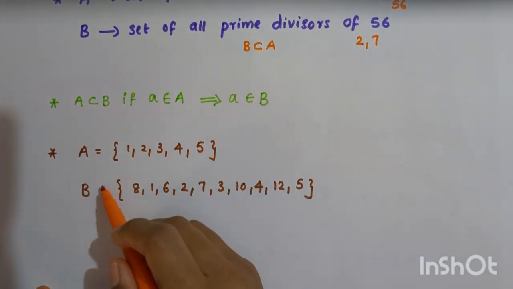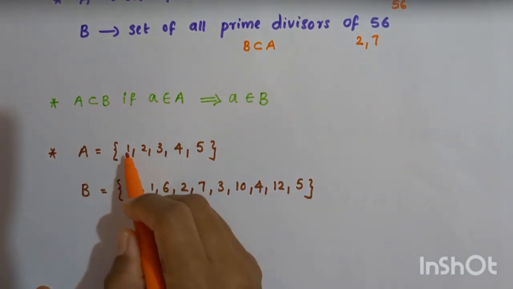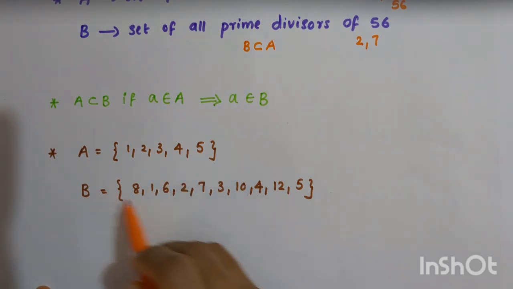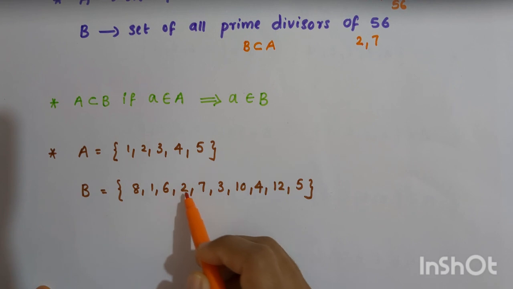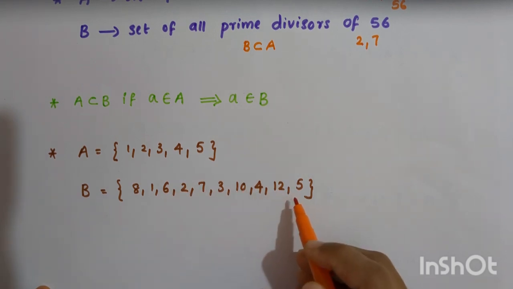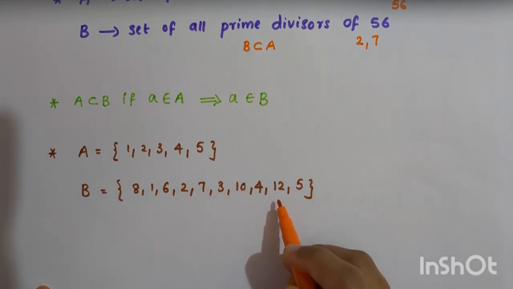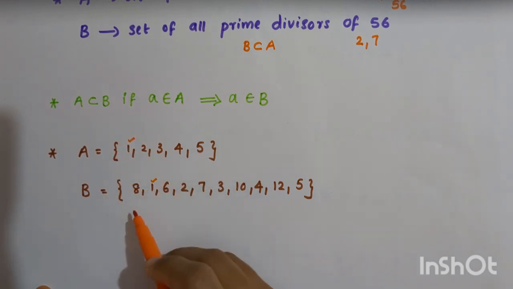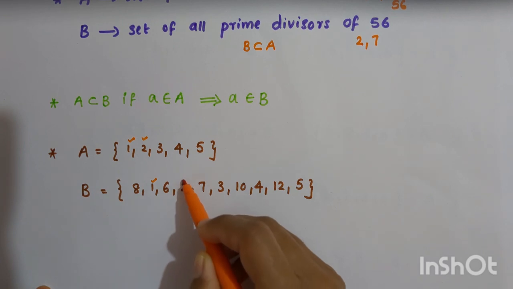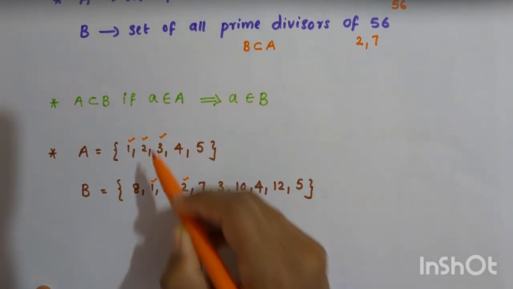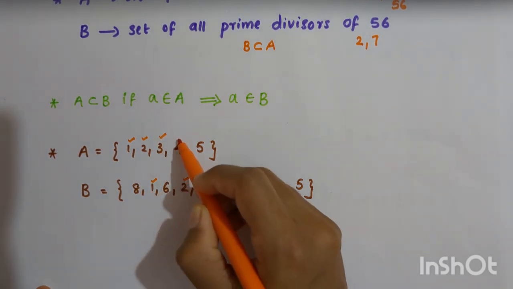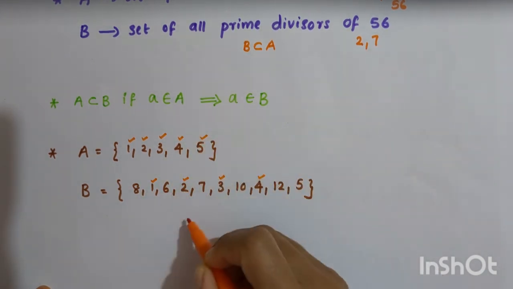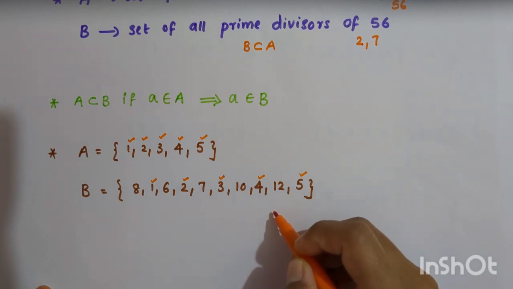Let us consider two sets. One is set A, which has these elements in it: 1, 2, 3, 4, 5. Another set is set B, which has these elements in it: 8, 1, 6, 2, 7, 3, 10, 4, 12, 5. Okay, so here you can see that the element 1 of A is here in set B. The element 2 is also here in set B. The element 3 is also in set B. The element 4 of set A is also there in set B. The element 5 of set A is also there in set B.